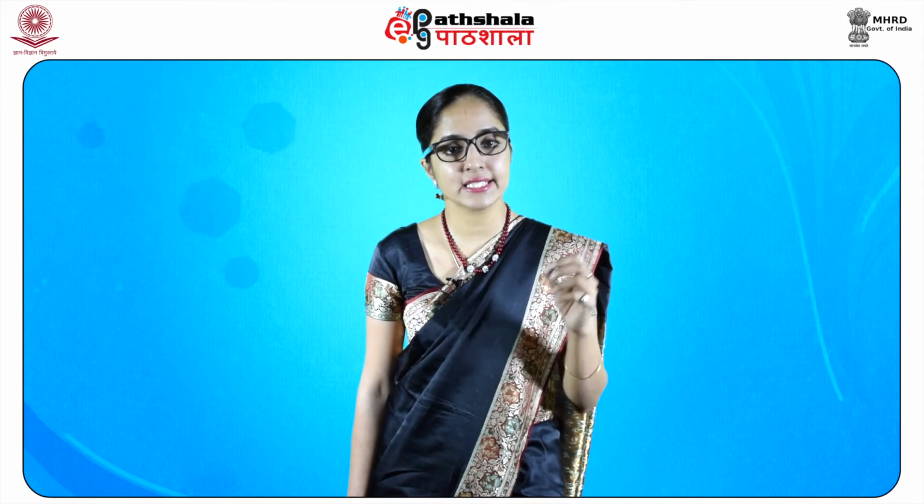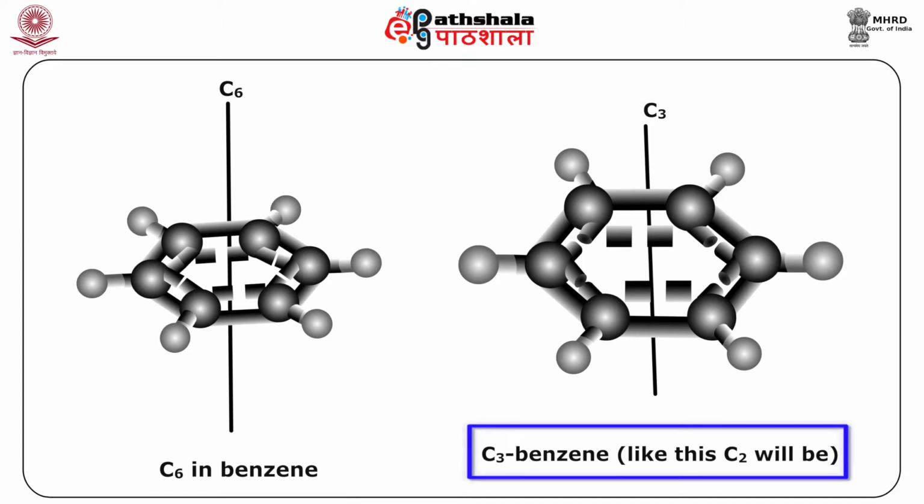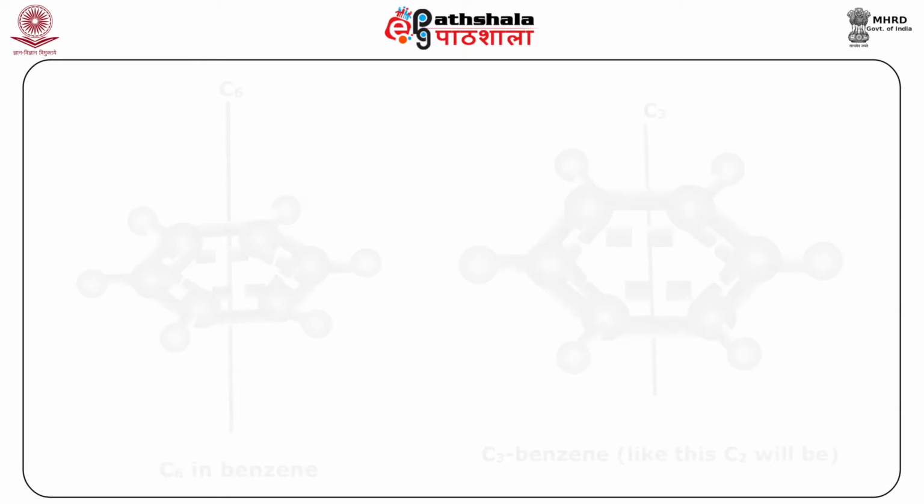Benzene contains C6, C3 and C2 proper axes of symmetry. Now, you can see here the C6 axis in benzene, which is a vertical axis which passes through the plane of benzene. However, if you see the C3 axis in benzene, it passes through one of the bonds, and like this you will get an indistinguishable molecule after the C3 arrangement, that is again 120 degrees.